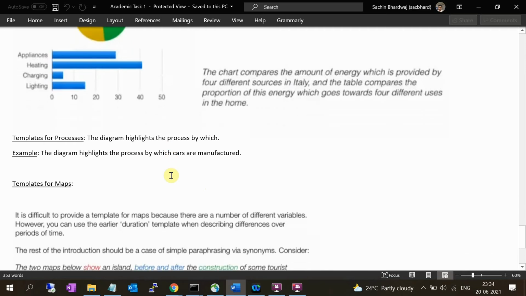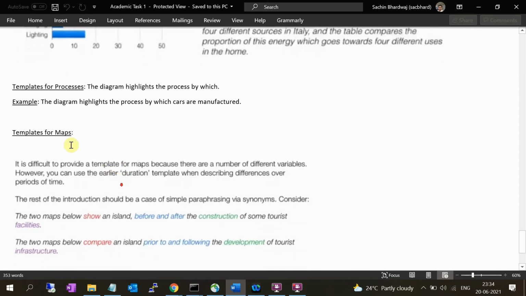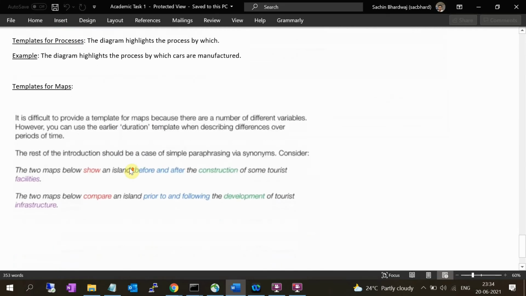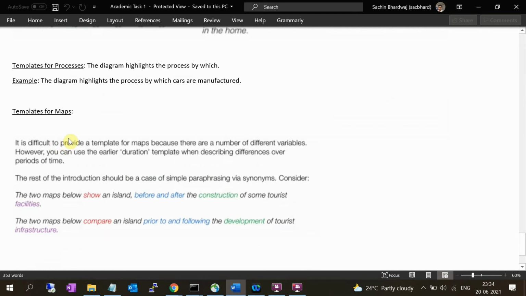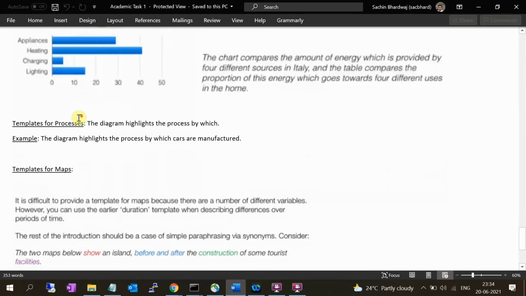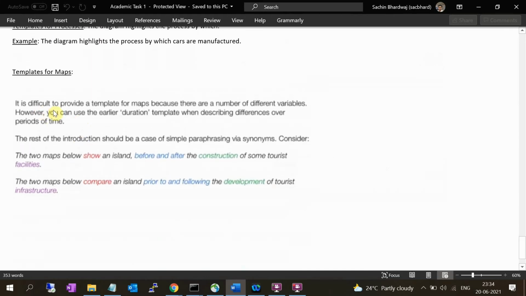Okay, the fourth one we have is the template for maps. Here the problem is we do not have an exact template because there are a number of different variables used here. In a map, there will be different things which will be given. Let me see if we have an example here. Okay, we don't have any, so it is difficult to provide.